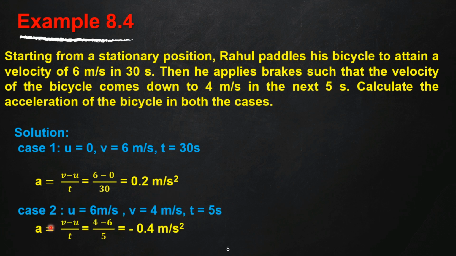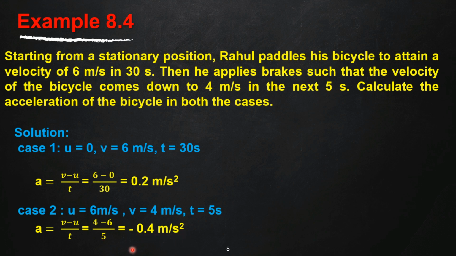Now, second case. In this, the initial velocity is given as 6 meter per second and final velocity is 4 meter per second. That means the brakes are applied and the velocity is decreasing. Time taken is 5 seconds. So, the acceleration can be calculated as 4 minus 6 upon 5, which comes out to be minus 0.4 meter per second square.